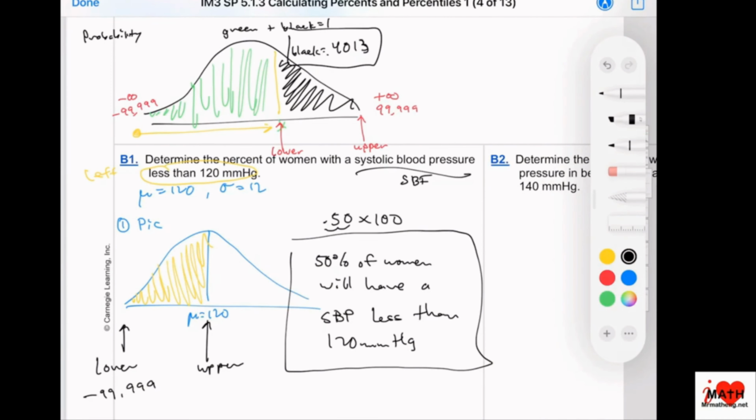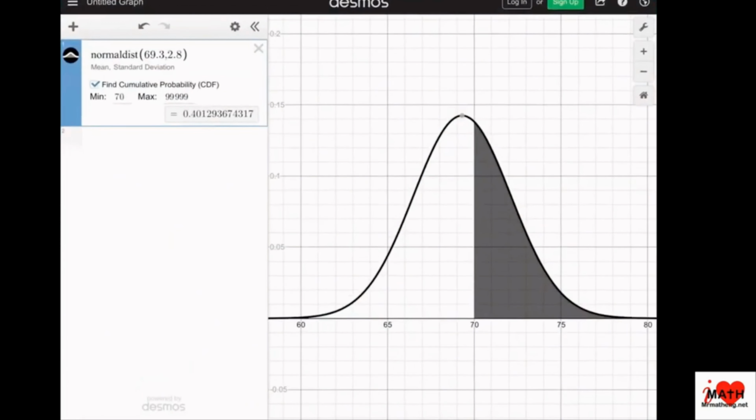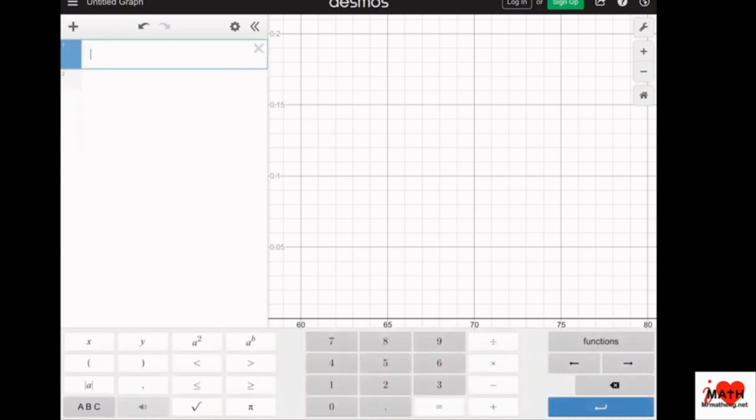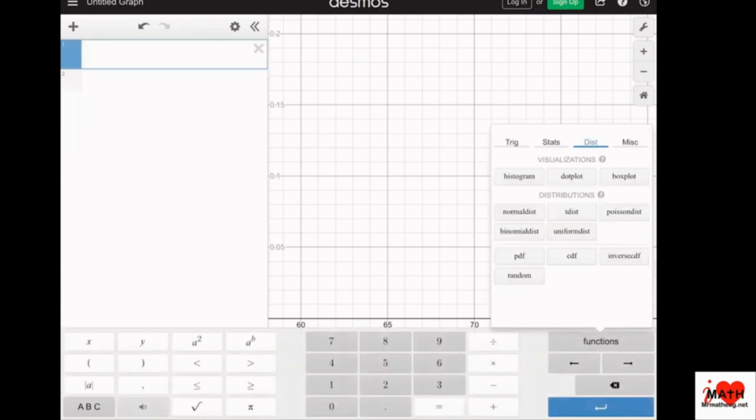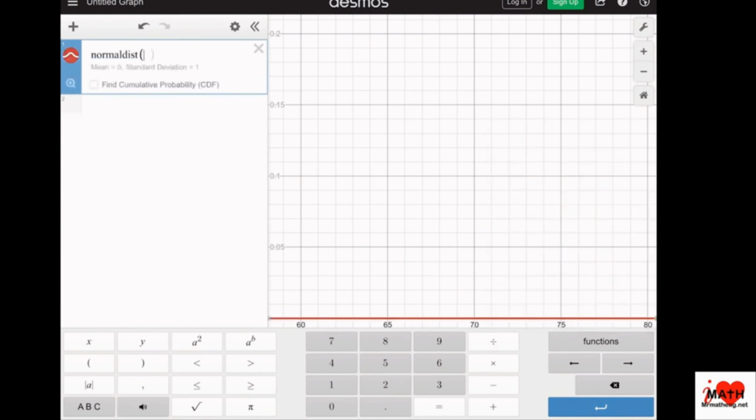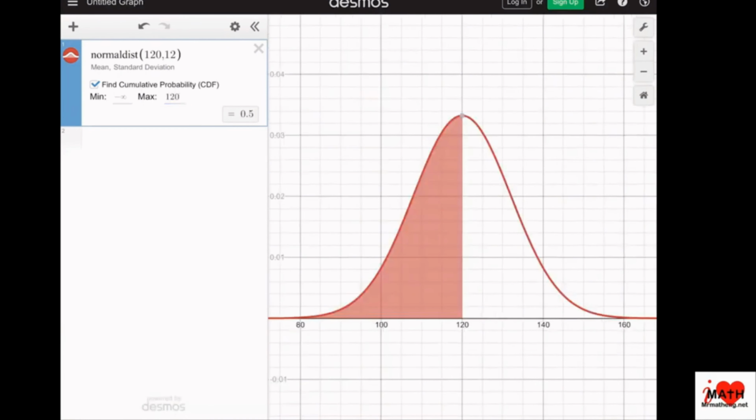Let me show you guys how to do that on the Desmos. Start over like you don't know. Functions, distributions, normal distribution right there. And then type in 120, 12. And I'm going to check mark cumulative probability. And my minimum already had it in there. So Desmos already has the negative infinity. My max there, we want it to be 120. And you can see the answer in the box, and you can click the magnifying glass, and that's what you need to shade. So that was question B1.